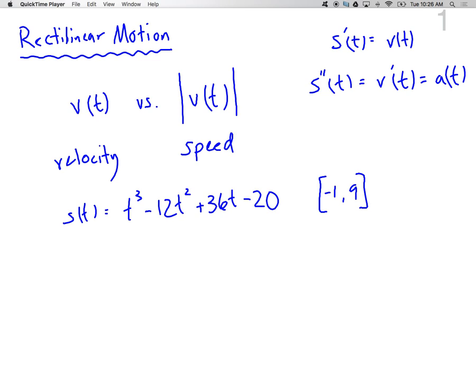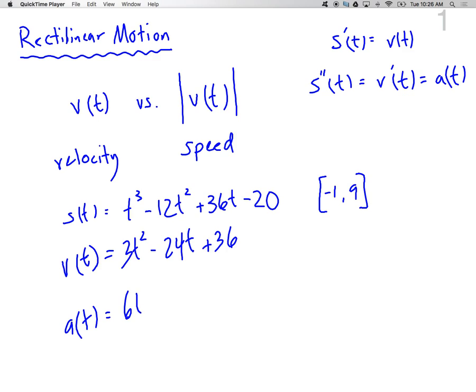So we need to do two things. Take the derivative and then take the derivative again. All right, what's the derivative? 3t squared minus 24t plus 36. And what's the derivative of that puppy? Go ahead, Amanda, you're on a roll. 6t minus 24. Excellent.